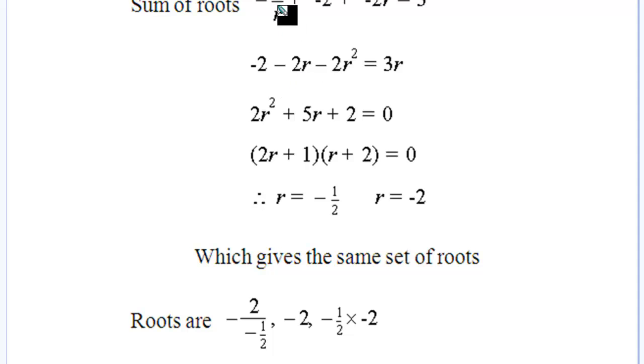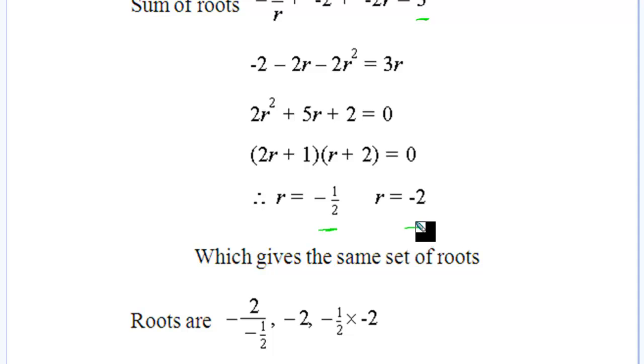So we're able to start making some inroads straight away, and we've got one root already. So we can then play around with the other ones and say, well, the sum of the roots would be minus 2 on r plus minus 2 plus minus 2 r, because a is now minus 2. And that leaves us with a quadratic here, and that was equal to 3, obviously. Multiply through by r, we collect all the terms, and we get 2r squared plus 5r plus 2, which we solve to get minus a half and minus 2.